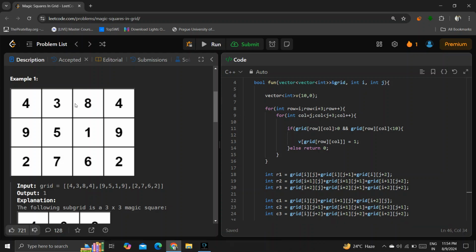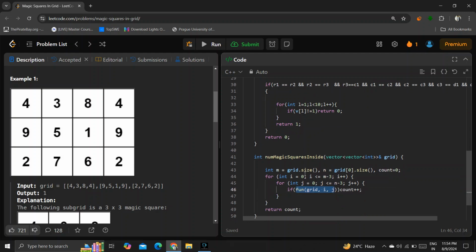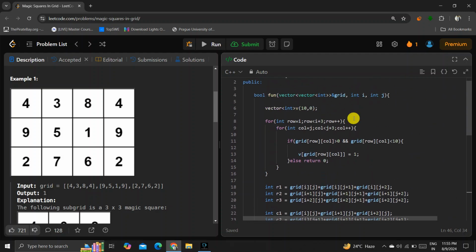Till here I have to check row wise, and till here column wise, right? That's why here also I am traversing my grid m minus 3 times. Okay, hope you have understood. So basically, I will traverse this whole grid.